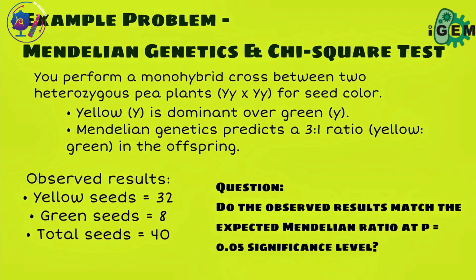The example problem, on Mendelian genetics, is a chi-square test. You perform a monohybrid cross between two heterozygous pea plants for seed color. Yellow is dominant over green. Mendelian genetics predicts a 3-to-1 ratio of yellow to green in the offspring.